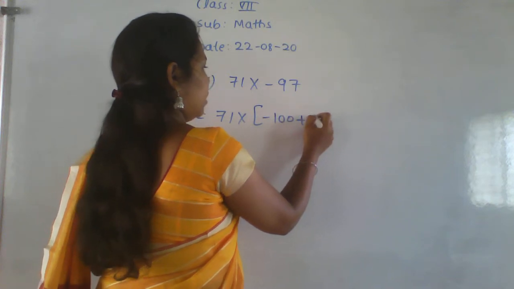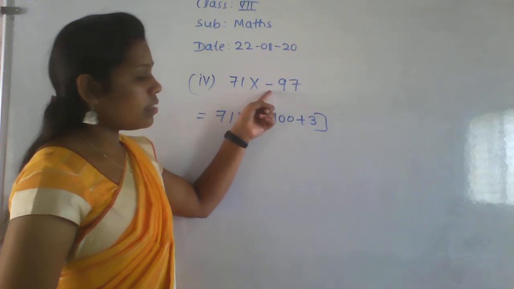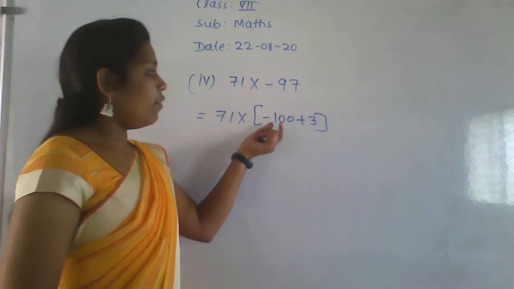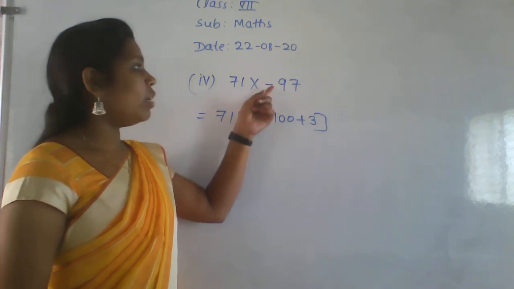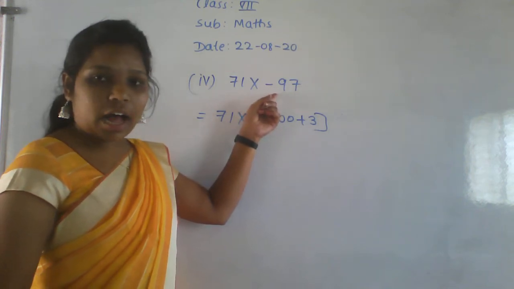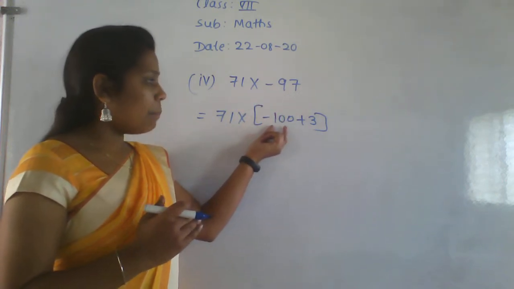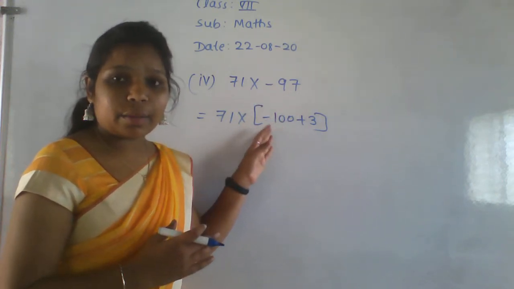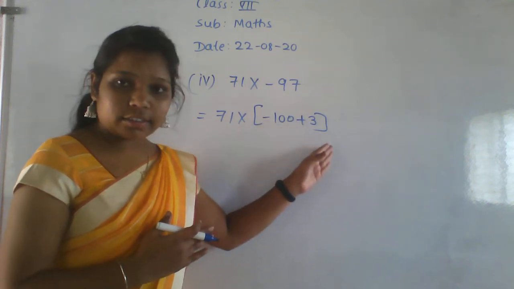100 plus 3. Why do we have to take minus here? Because it has a minus sign. The bigger number has to carry the minus sign, then only we will get the minus sign here. Otherwise we will not get the minus sign. So that's why we put the minus sign for the bigger number, that is the 100 value. So minus 100 plus 3 here.